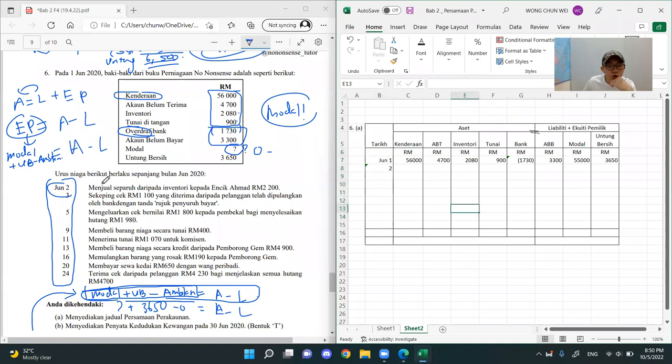Okay, June 2nd, menjual separuh daripada inventory kepada Encik Ahmad 2,200. Separuh, half. Okay, so do you remember how to do this? So how much is the inventory now? 2,080, right? So from this 2,080, separuh. So you use 2,080 times or divide by 2, okay? Or times 1/2. So you get 1,040. So you have to draw. When you draw, meaning this inventory keluar, you minus your inventory, 1,040.